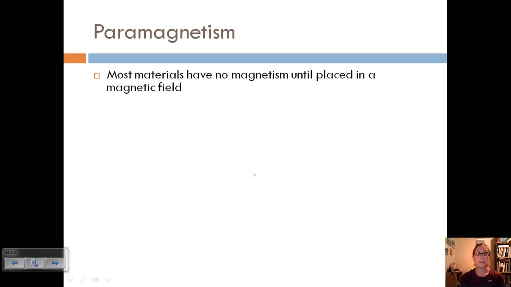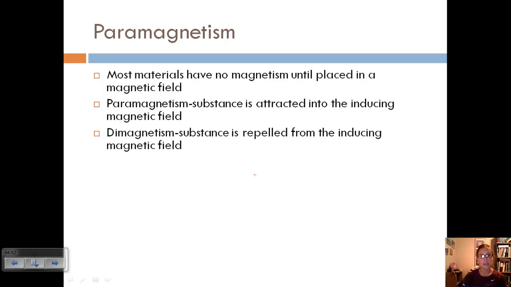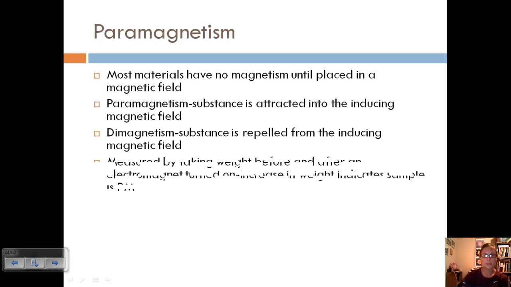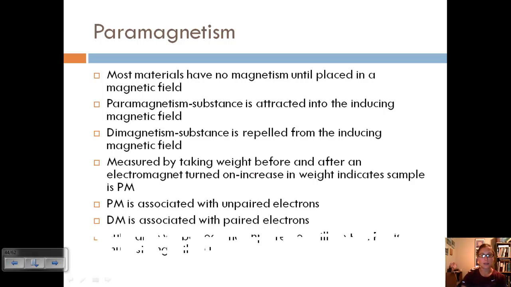Most materials have no magnetism until they're placed in a magnetic field. But paramagnetism is when the substance is attracted into the inducing magnetic field, and we can also have diamagnetism, which is when the substance is repelled. We can measure this by taking the weight before and after an electromagnet is turned on, and if there's an increase in weight, that indicates that the sample is paramagnetic, or attracted to the magnetic field. Paramagnetism is associated with unpaired electrons, and diamagnetism is associated with molecules that have all paired electrons.